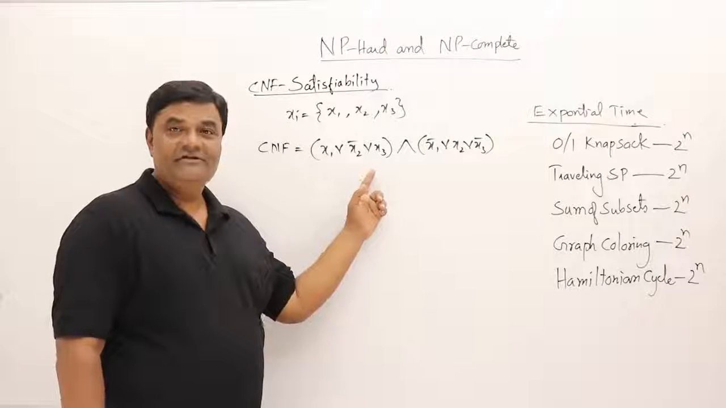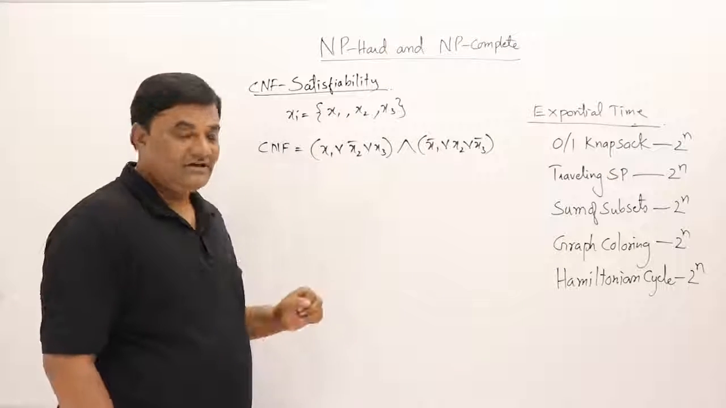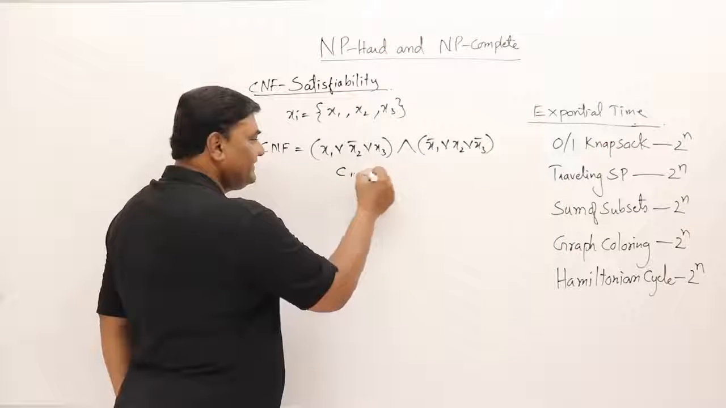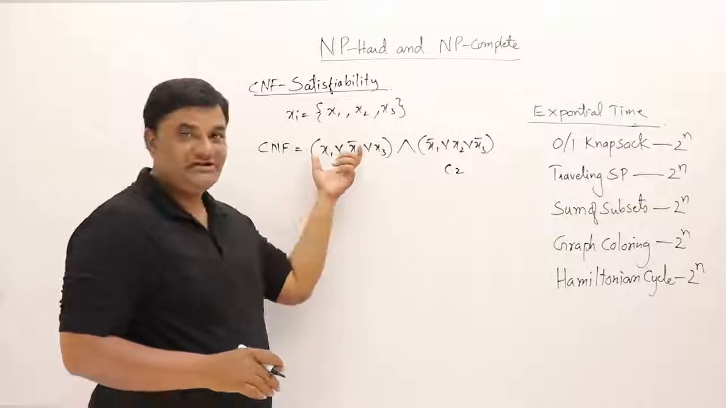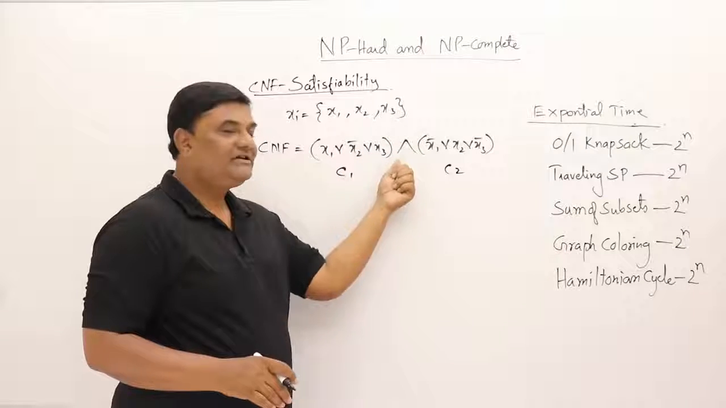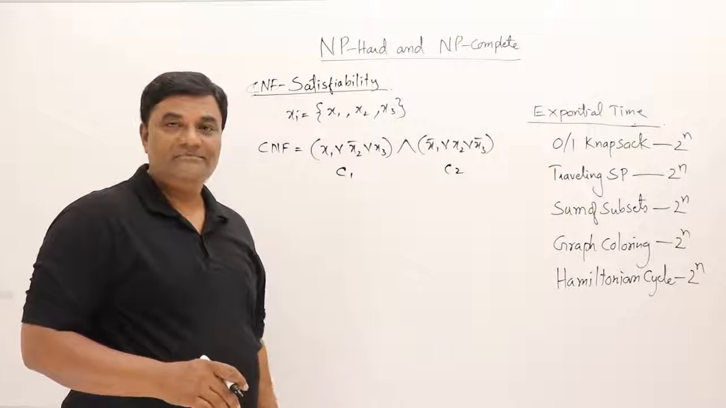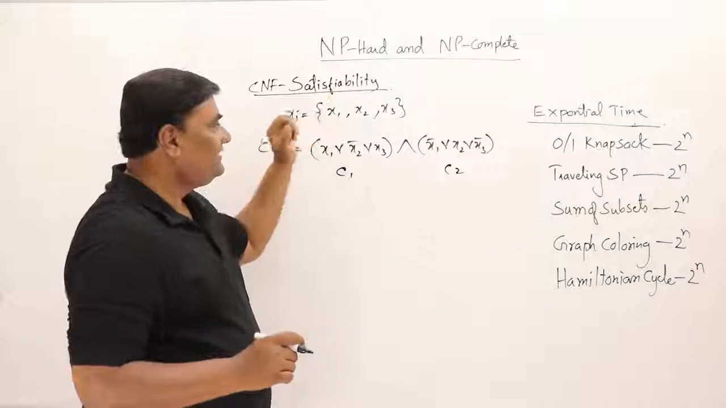This is a CNF propositional calculus formula and it has clauses, let us say C1 and C2. These are the clauses; clauses are formed using disjunction and they are joined with conjunction. So this is a CNF formula. Now, what is this satisfiability problem?